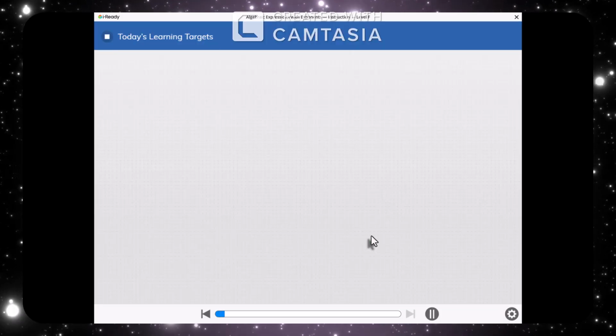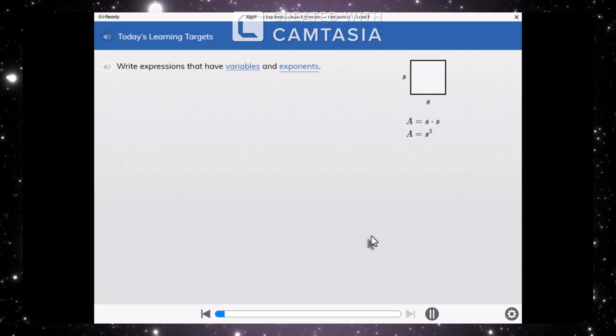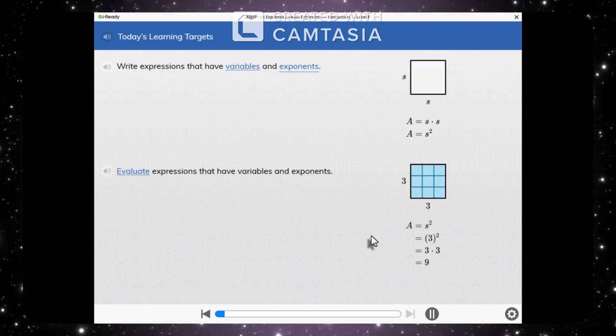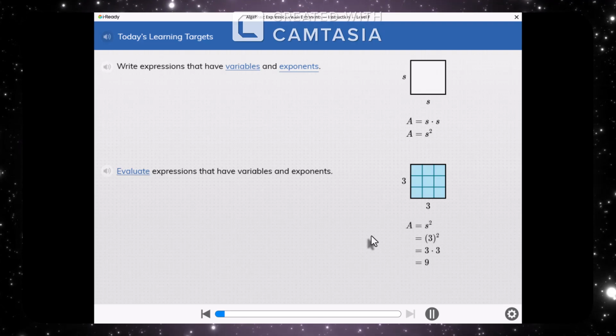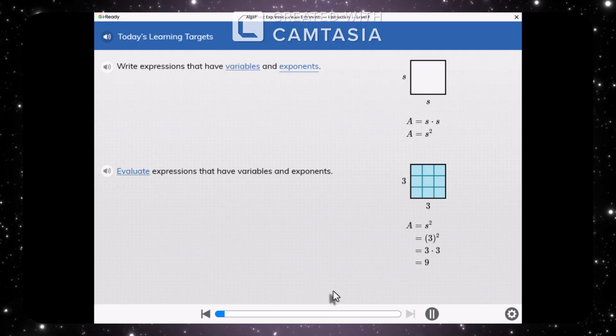Here are today's learning targets. Write expressions that have variables and exponents. Evaluate expressions that have variables and exponents. Okie dokie.